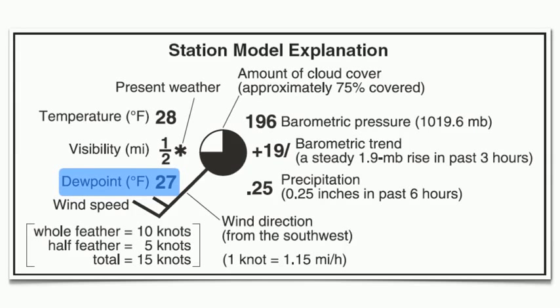Below your visibility and present weather is going to be your dew point. Again, that's going to be a degree Fahrenheit value, and you notice that your air temperature and dew point are very close together in this example. It means you're going to get some precipitation soon in the form of snow.